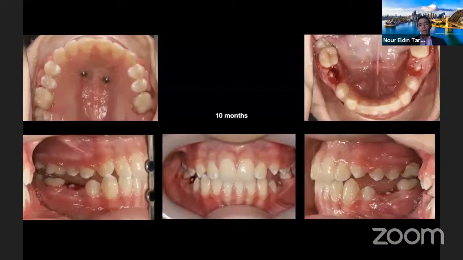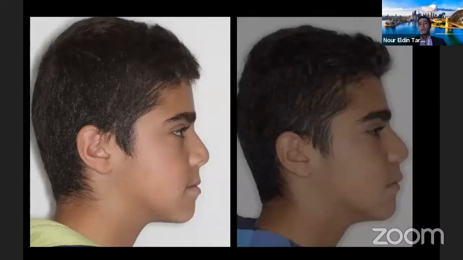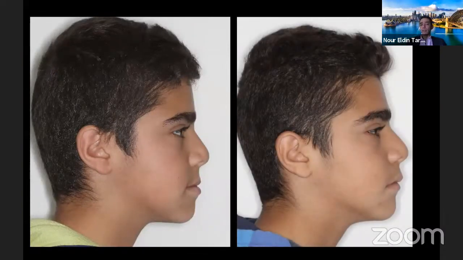So we went from there to there in about 10 months with no compliance. And that's, I think, the main advantage we found from this device. And then you get also a significant amount of maxillary protraction.